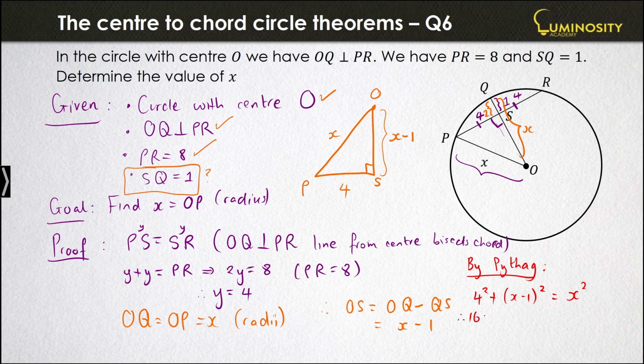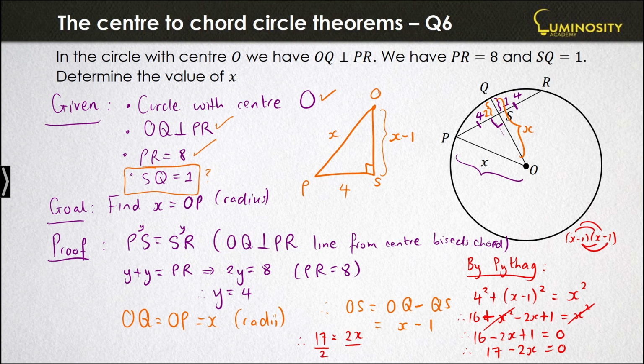So 4 squared is 16. Now to expand this out, you are doing (x minus 1) times (x minus 1). If we distribute that out, we'll get plus x squared minus 2x plus 1 equals x squared. Now I can subtract x squared from both sides, and therefore get 16 minus 2x plus 1 equals 0. So 16 plus 1, those are like terms, so I have 17 minus 2x equals 0. I can therefore add 2x to both sides, and I get 17 equals 2x. And then lastly, divide both sides by 2 to get x equals 17 divided by 2, which is 8.5.